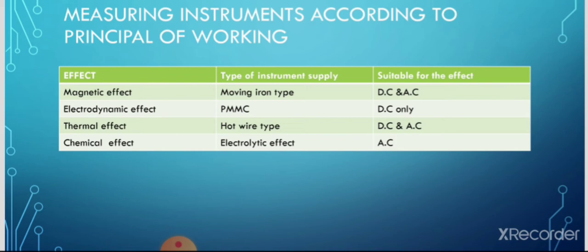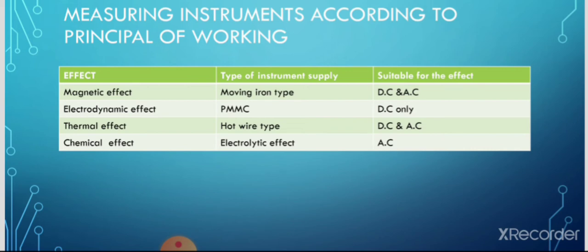The next effect is the electrodynamic effect. This type of effect exists in PMMC instruments, PMMC being permanent magnet moving coil type instruments. These instruments are used for only DC, and the instrument used is the ammeter. The next effect is thermal effect. Thermal effect exists in hot wire type instruments, and hot wire type instruments can be used for both DC as well as AC, and the instruments used are ammeter and voltmeter.